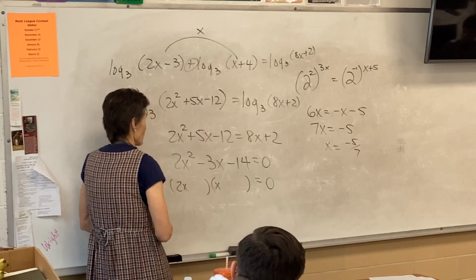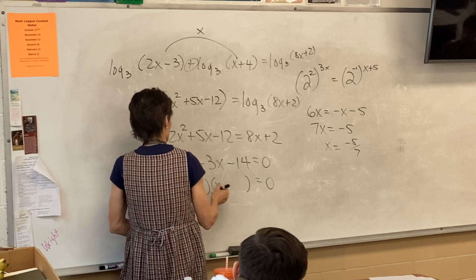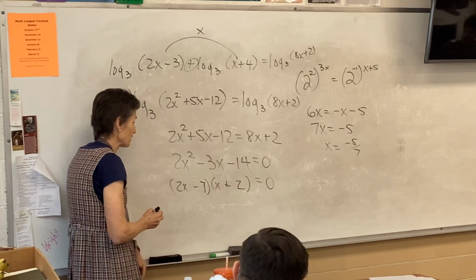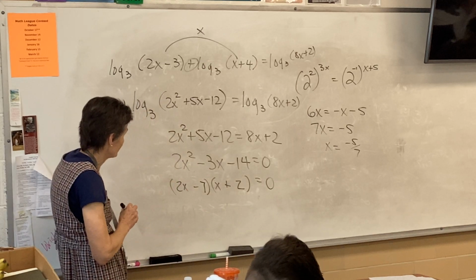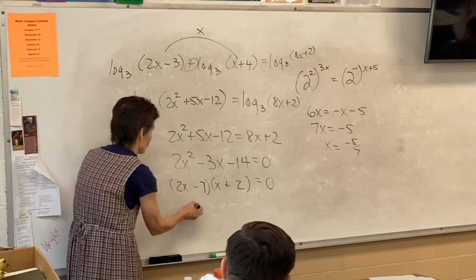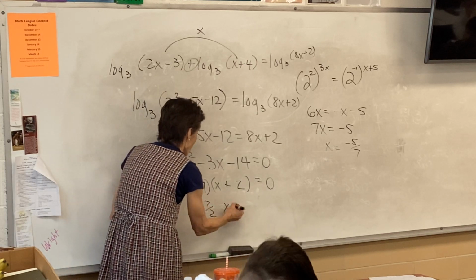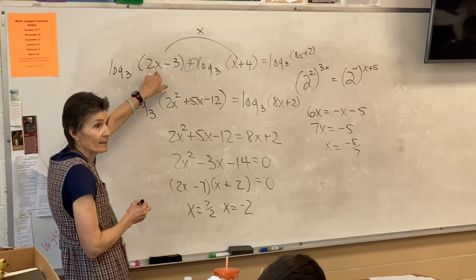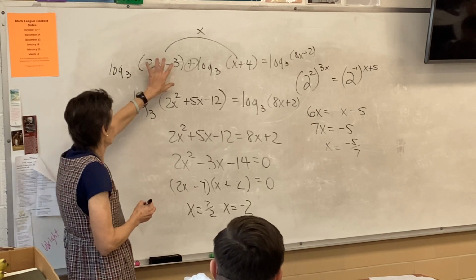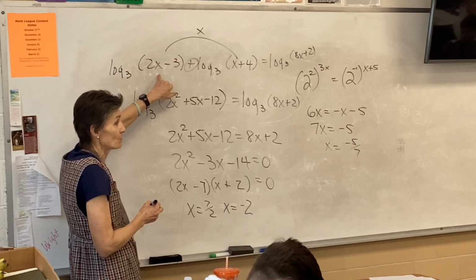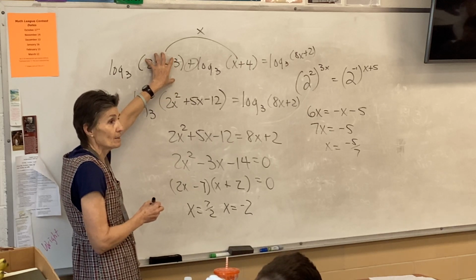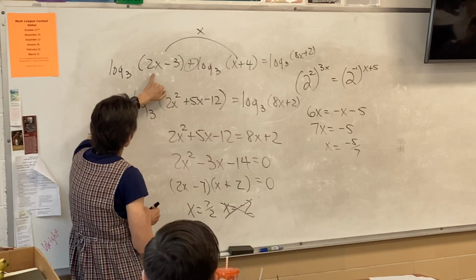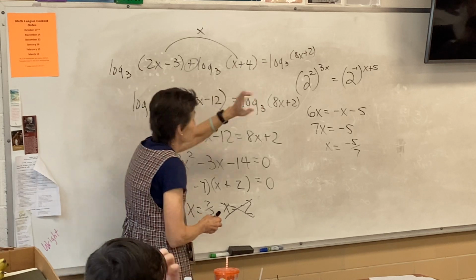I think I've already done this problem once. I think this factors. If it didn't factor, I'd use the quadratic formula. And again, it's a logarithm. Check your domain. Can x be negative 2? No, because what would happen here if you put a negative 2 in, wouldn't this be negative 7? You cannot take the logarithm of a negative, so that is no good. What about 7/2? That's fine. 7/2 is fine.